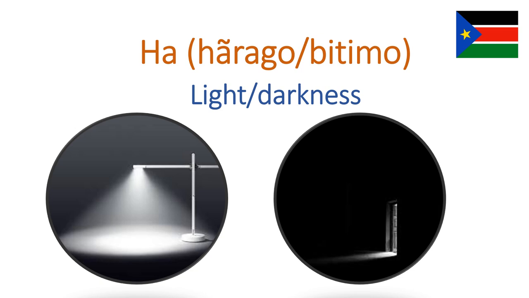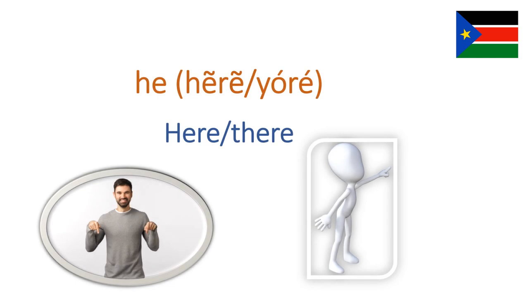Ha, harago, light. And the opposite of light is darkness. Bichimo. He, hene, that is here. The spelling is the same as English, here, hene, but the pronunciation is different. Yure, there. Hene, here.